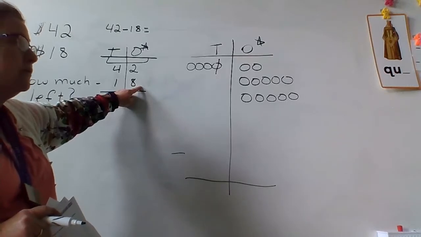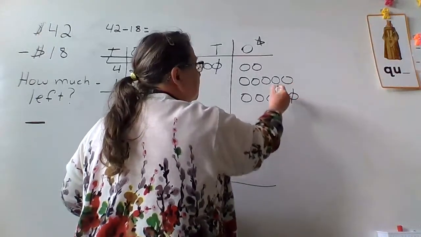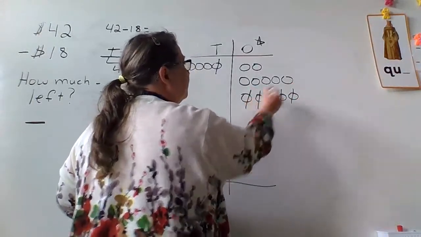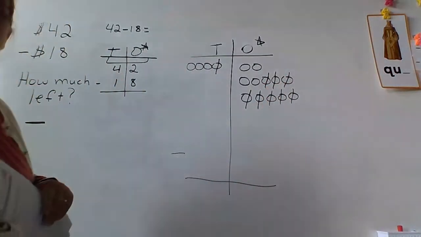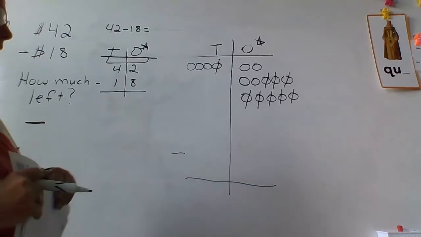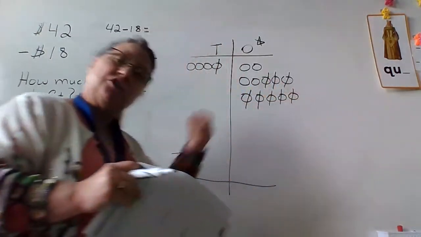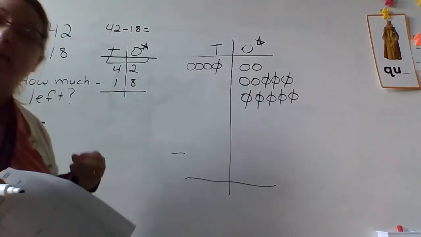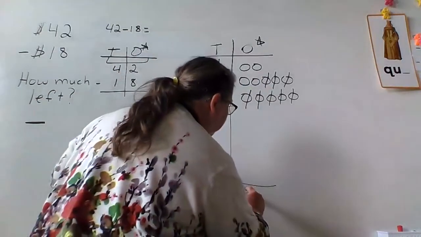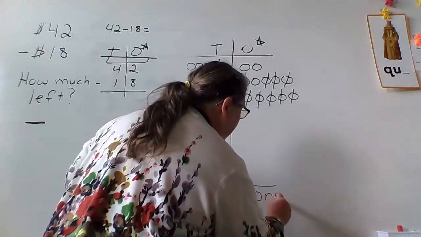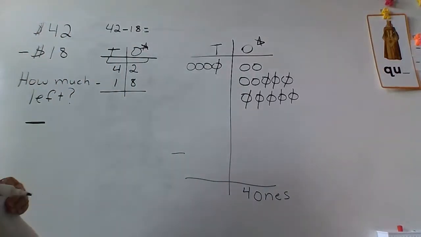Okay, well, now I can take 8 away. Now I have 8 over there. So I'm going to start taking 8 off. 1, 2, 3, 4, 5, 6, 7, 8. I took 8 away. And I can count that again. 1, 2, 3, 4, 5, 6, 7, 8. Making sure that I'm taking that 8 away. I'm going to count what's left. 1, 2, 3, 4. I have 4 ones left. And I'm going to write that down here. I have 4 ones left.